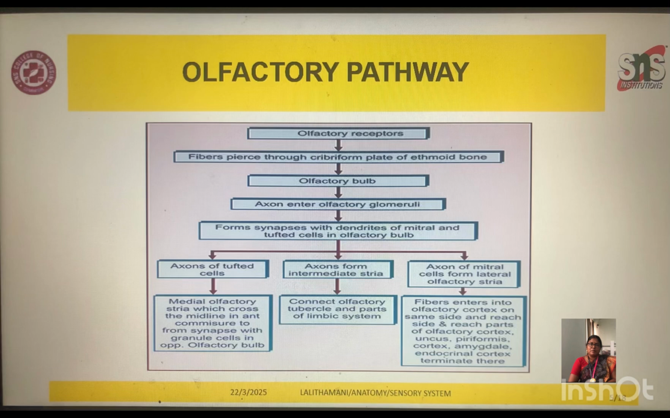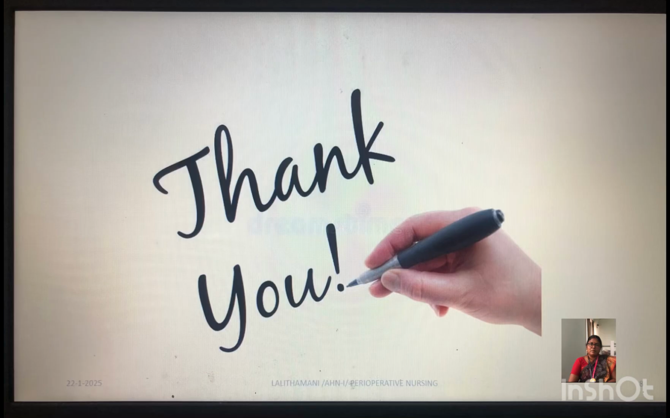The axons forming the intermediate stria connect to the olfactory tubercle and the limbic system. The axons coming out of the mitral cells form the lateral olfactory stria, and here it reaches parts of the olfactory cortex: uncus, piriform cortex, amygdala, and entorhinal cortex dominate here. So we have seen the olfactory pathway. It is a quick review of receptors piercing the cribriform plate and getting into the olfactory region.